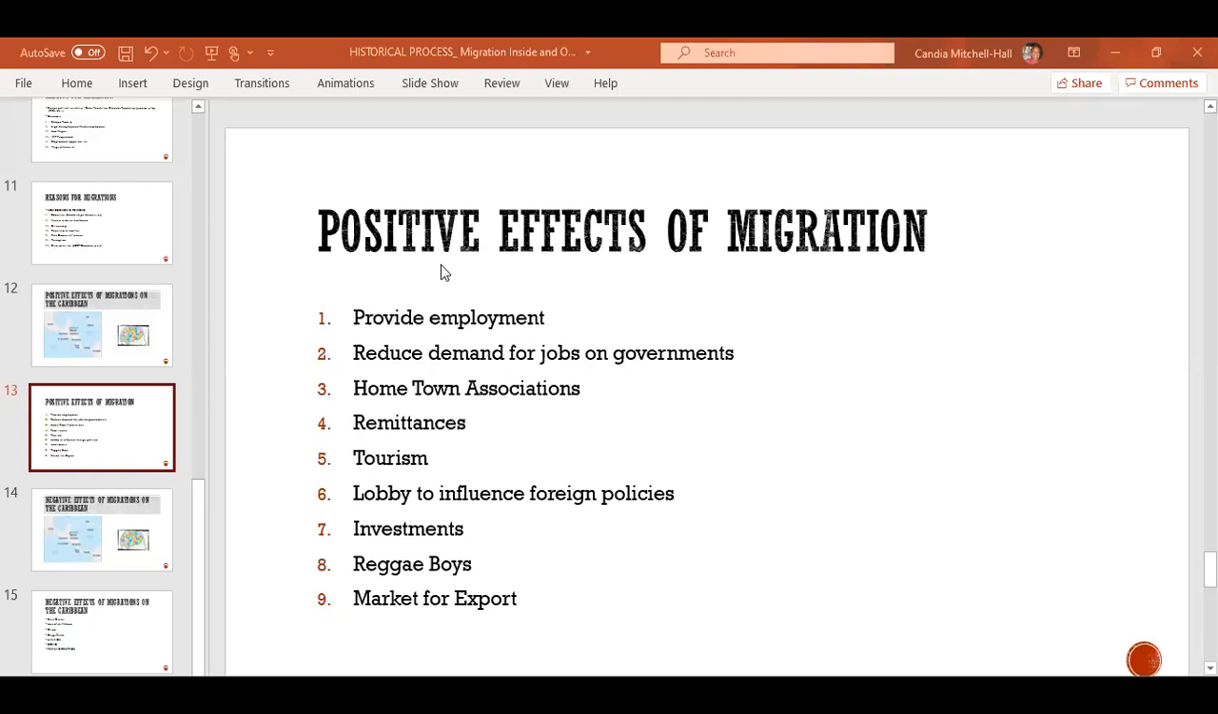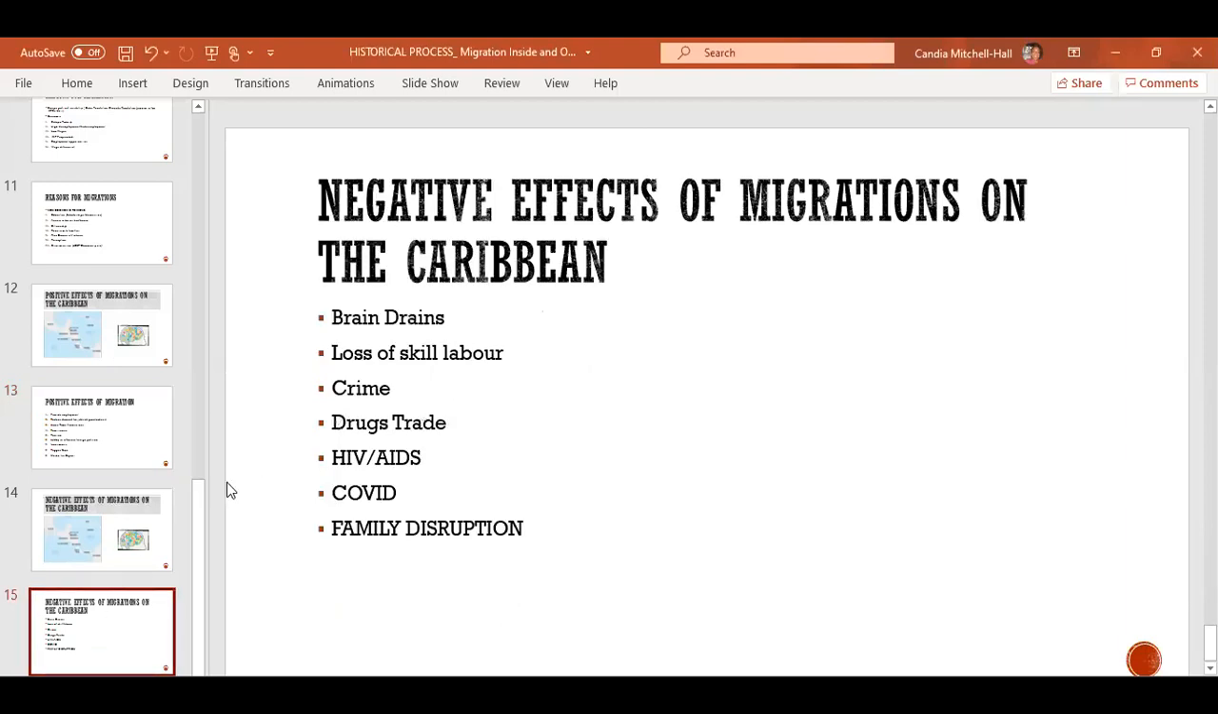So all of these are some of the positive effects. Now, some negative effects of Caribbean people migrating, just to close off, is that we can also have brain drain for certain sectors. It is not a complete brain drain as all people want to say. And brain drain is when you lose skilled workers.